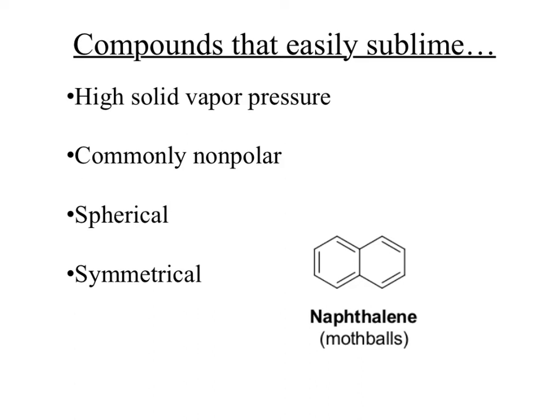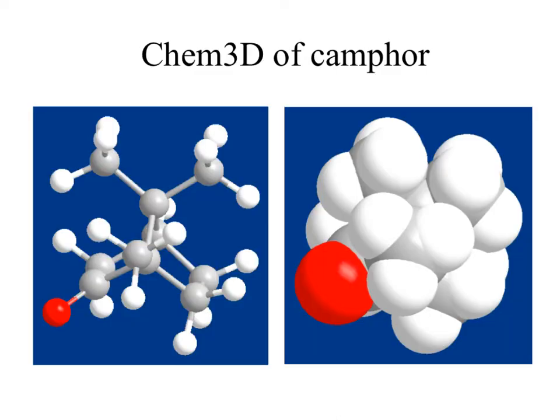Compounds that easily sublime have high solid vapor pressure. They're very nonpolar, and a lot of times they're spherical or symmetrical. So naphthalene, this is like mothballs. Camphor is actually like that. We can smell the camphor. It's subliming, so a lot of different compounds do that.